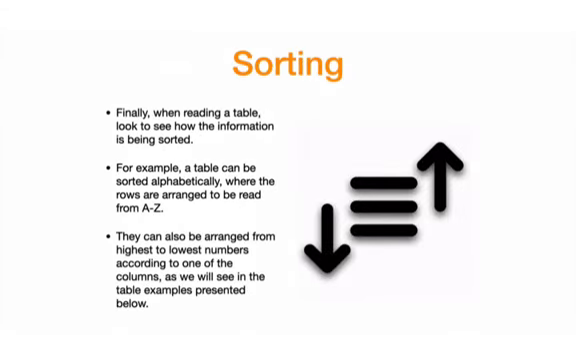Sorting. Finally, when reading a table, look to see how the information is being sorted. For example, a table can be sorted alphabetically, where the rows are arranged to be read from A to Z. They can also be arranged from highest to lowest numbers according to one of the columns, as we will see in the table examples presented below.